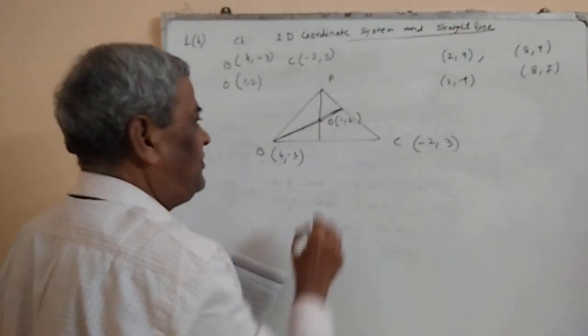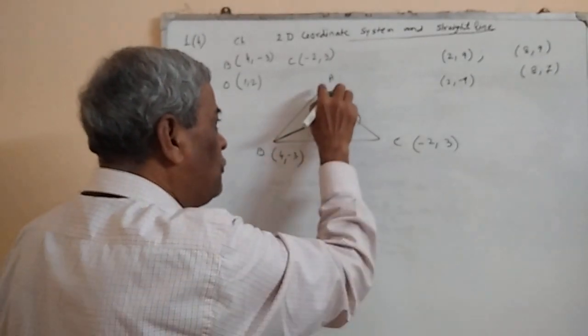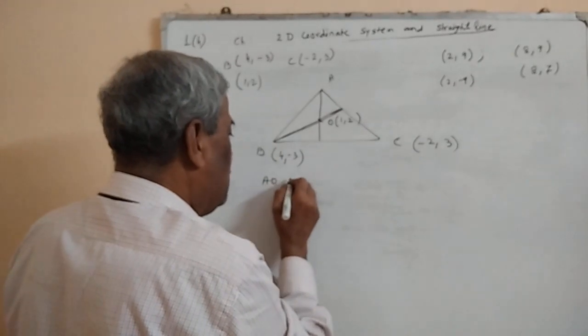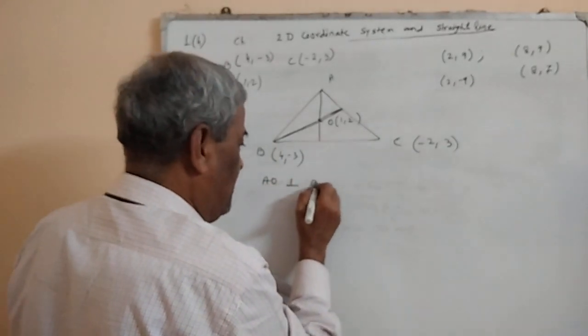So this perpendicular is drawn from A on BC. That is, AO is perpendicular to BC.